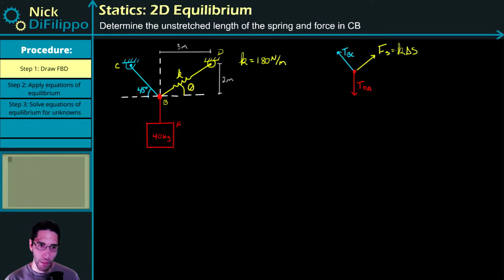Well, what you could have initially seen is that this TBA right here is just equal to the weight of this block, which would be my mass, 40 times 9.81. This is in kilograms, and this is in meters per second squared, so that will give me a force in newtons. And then everyone's happy. And what is that number? 40 times 9.81, 392.4.